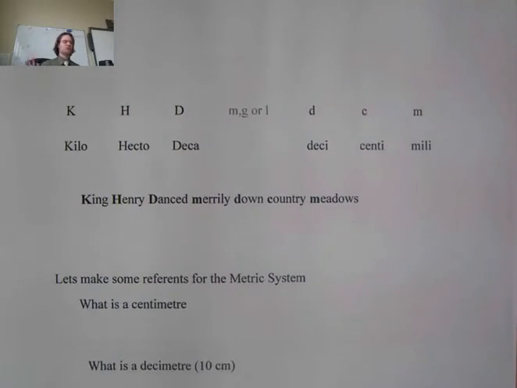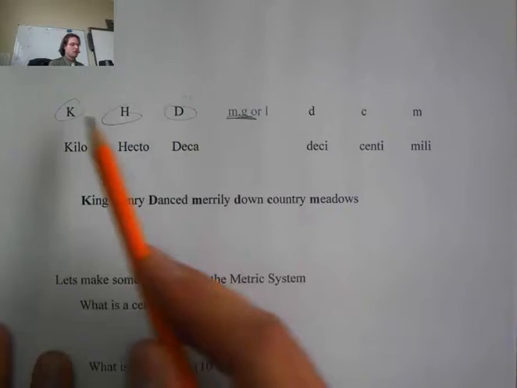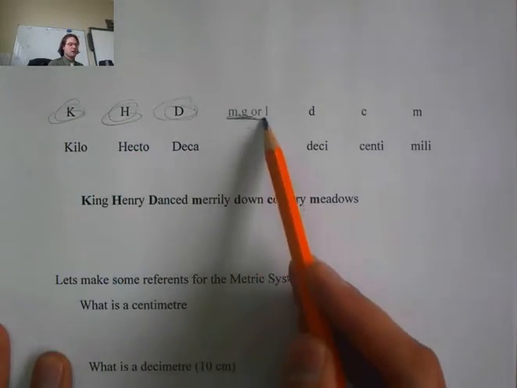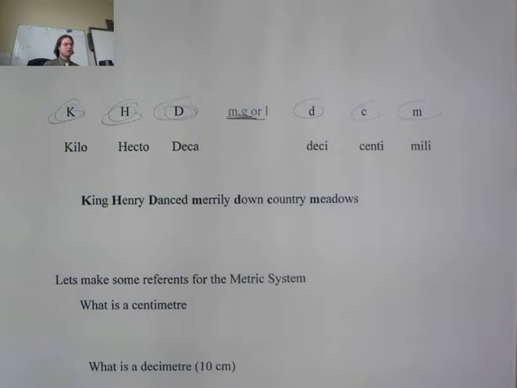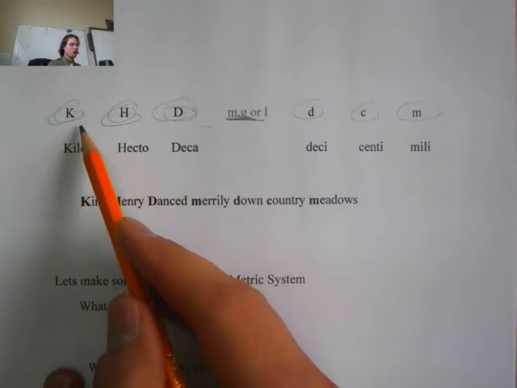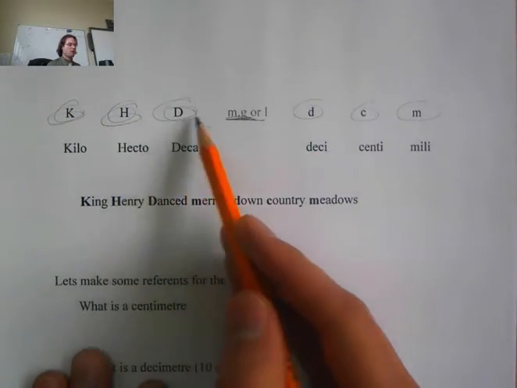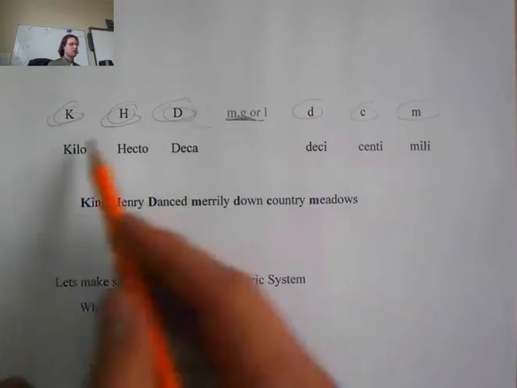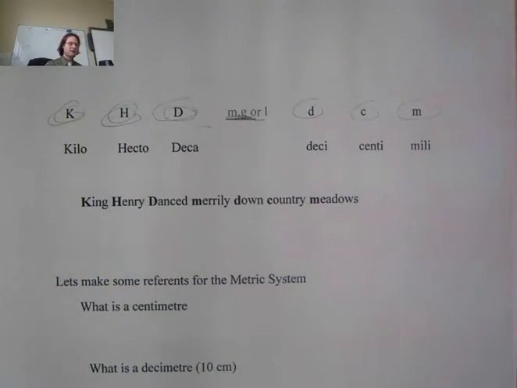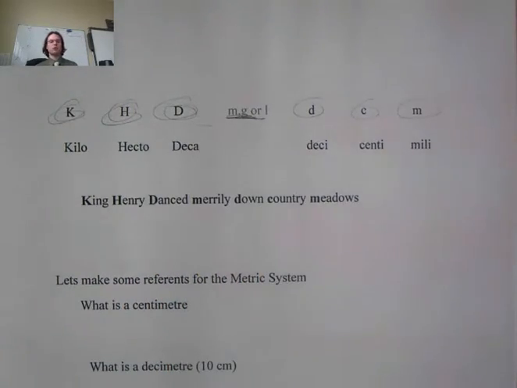Then we also have this great metric system coming. So we have kilograms, hectograms, decagrams: kilo, hecto, deca, then we have deci, centi, and milli. We could either have these in grams, or meters, kilometers, hectometers, decameters, decimeters, so on and so forth, or liters, okay? So basically a way of remembering this is King Henry danced merrily down country meadows. This is kind of a little acronym to help you remember it.